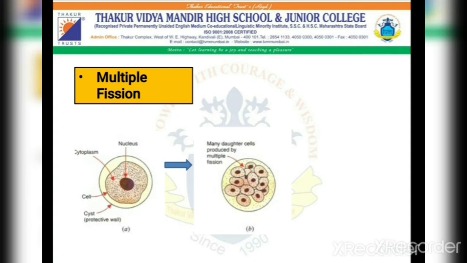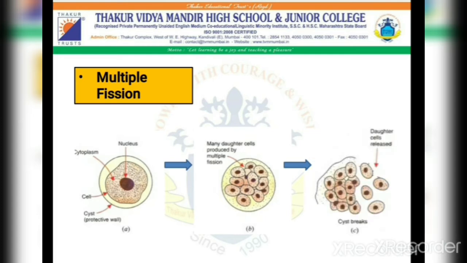Now, once the nuclear division has been carried out, it is followed by cytoplasmic division, and thus many amoebulae are formed. A stage is reached where the cyst breaks open on the arrival of favorable conditions. That means when the conditions are favorable, this cyst breaks. And when it breaks, finally, many amoebulae are released. You can see it in picture C.